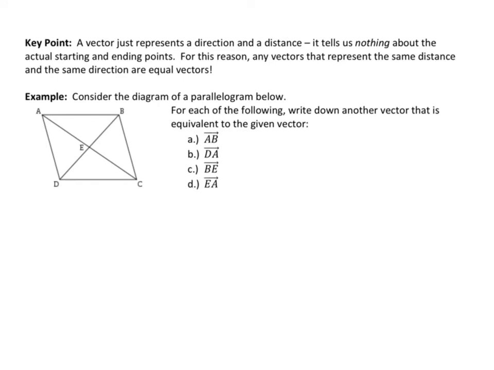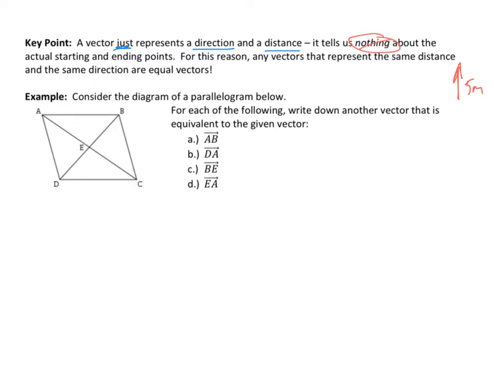So the first of these properties that we're going to talk about is when vectors are equal or equivalent to one another. And a key point that I want to express to you is that a vector just represents direction and distance. It tells us absolutely nothing about the actual starting and ending points, right? To give a real world example, a vector in the real world would be like me describing 5 meters north. If I say 5 meters north, I could be talking about 5 meters north of room 406 at school.